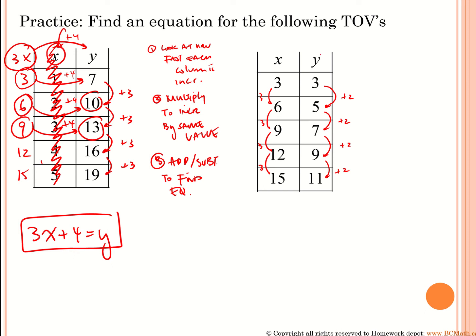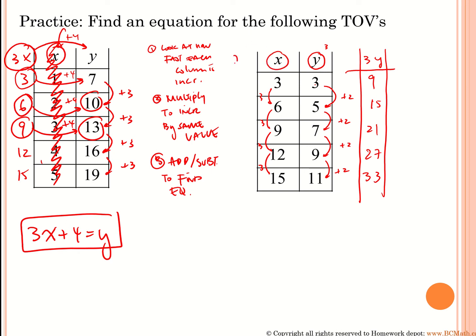And you want them to be increasing by the same value. So what I'm going to do then is multiply the y column by 3. So then you get a column here, 3y. Every number in the y column is going to be multiplied by 3. So 3 times 3 is 9, 5 times 3 is 15, this is 21, this is 27, and this is 33.